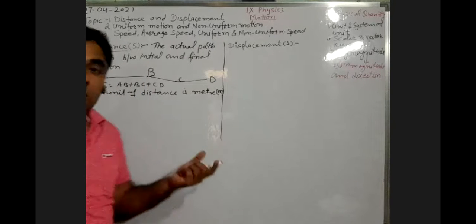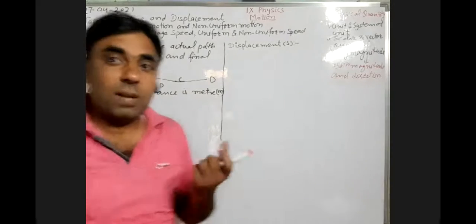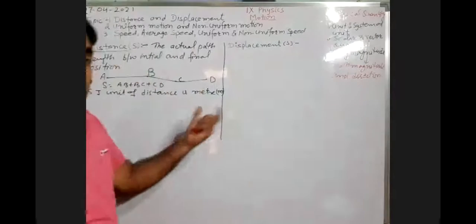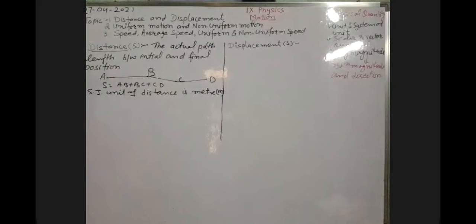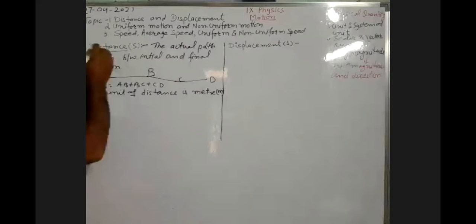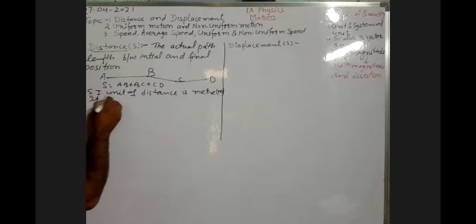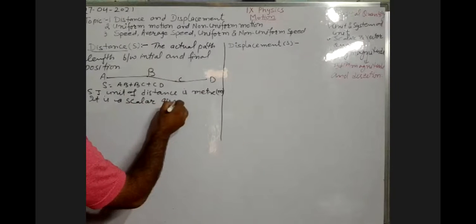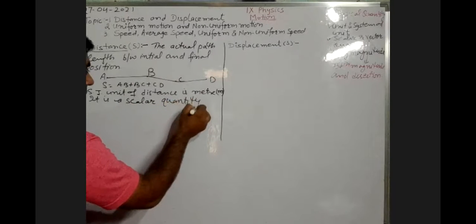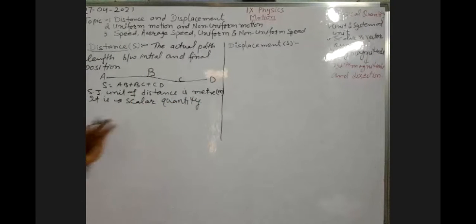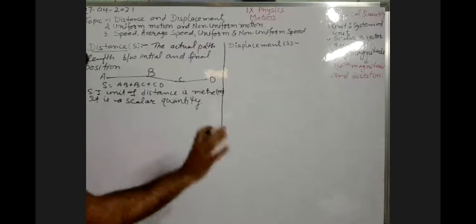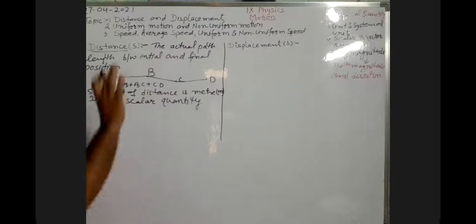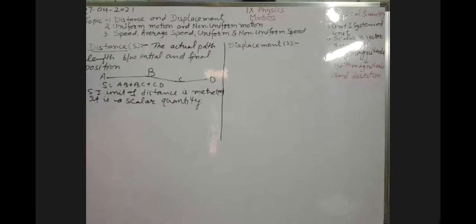We can also measure the distance in CGS unit, in MKS, and in FPS also. So this is the SI unit of distance. What kind of quantity is this? It is a scalar quantity. It does not require any direction. It has only magnitude, and distance has only magnitude. That is why it is a scalar quantity.